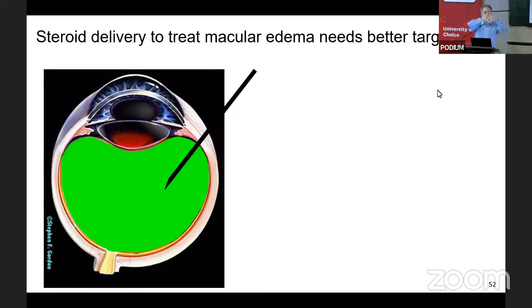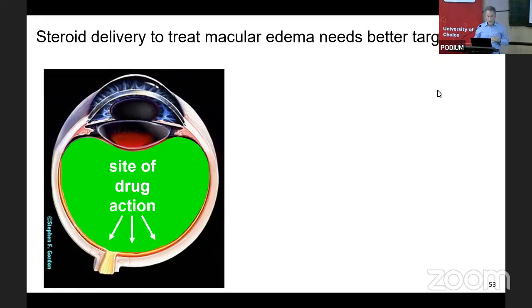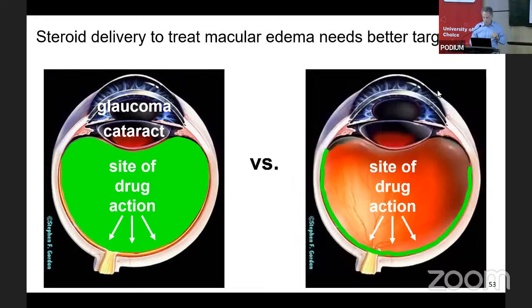Needles insert in the eye. That vitreous cavity is filled with the steroid drug. Some of that drug goes where you want it to go, so to the site of action in the retina. But some of it gets into the front of the eye as well, and it can cause glaucoma and cataract. So you would really rather the drug didn't go throughout the eye, but if it could be more targeted, that would be beneficial. So if we can get the drug just to the site of action and not other parts of the eye, we could reduce those side effects.